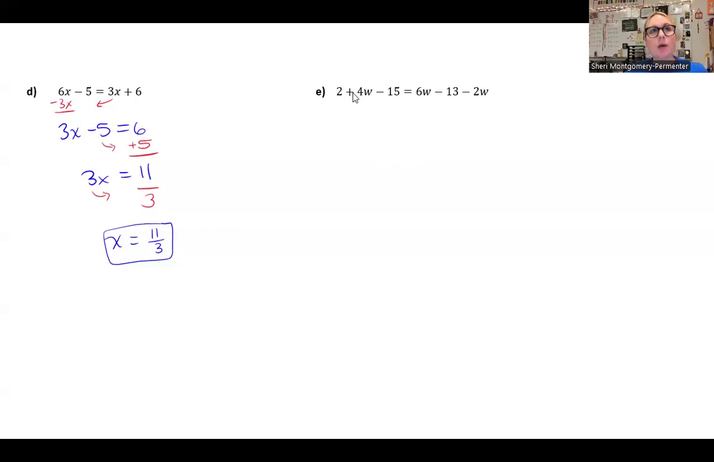The next problem, when I take a look over here on this side, I need to combine like terms. I need to put the 2 and the negative 15 together. And on this side, I've got 2 W's. So I need to combine like terms first on this problem before I can start solving it. So on the left, I need to put together the 2 and the 15. And then on the right, I need to put together the 6 and the negative 2W. So I'm going to have a 4W.